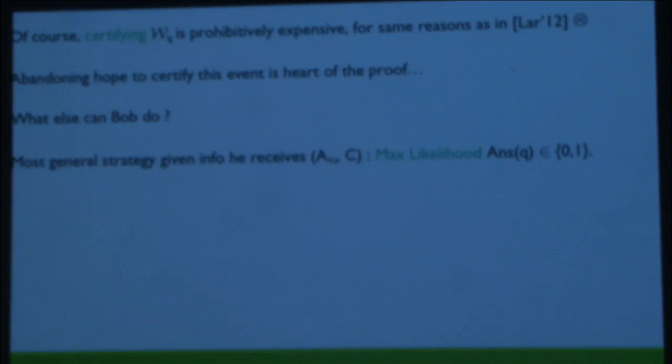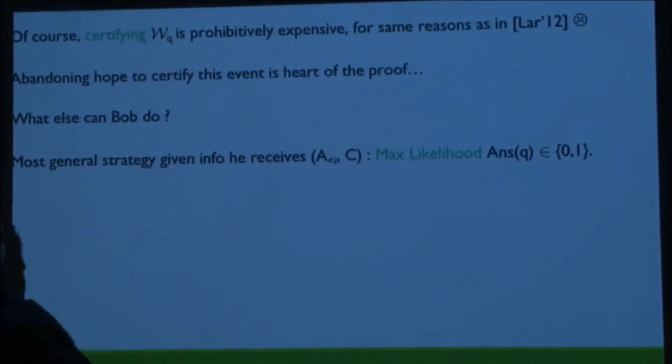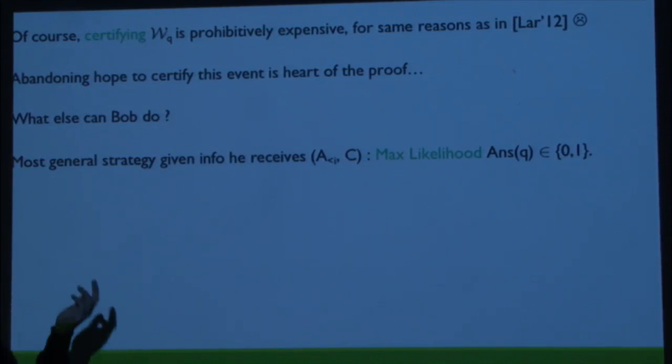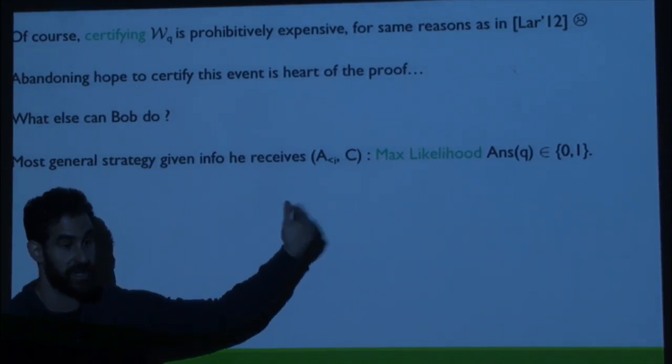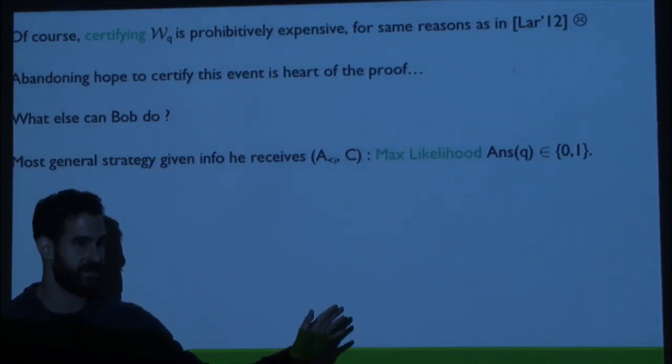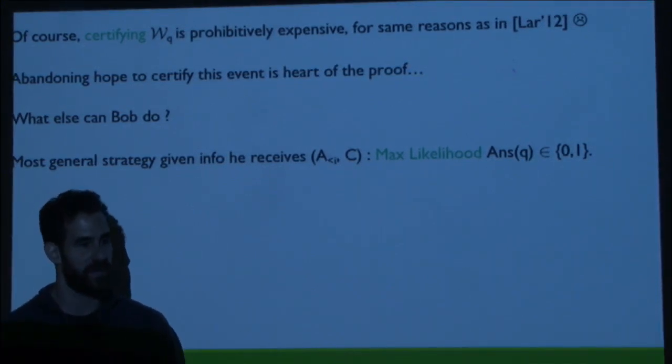But unfortunately, and it's not hard to see that, no matter what Alice says, Bob has one unique optimal answer strategy. What is it? It's just maximum likelihood, right? Bob has some posterior distribution given Alice's message, whatever Alice's message is. Outputting the more likely bit, 0 or 1, is always the best strategy, right?